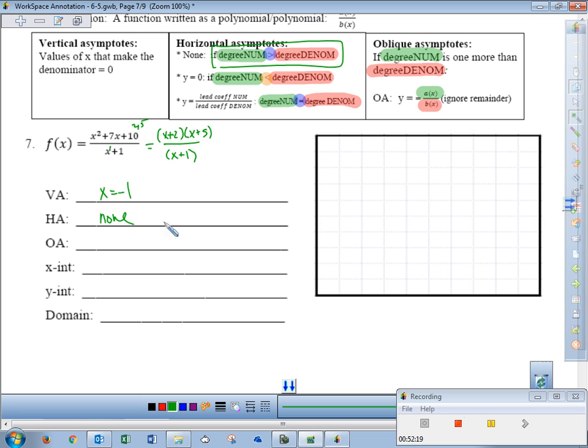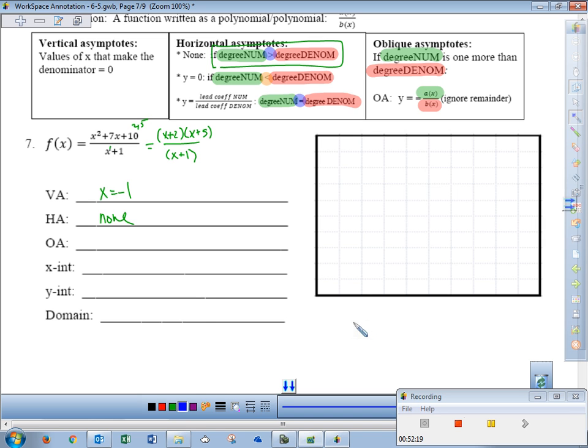Everybody down with that? The degree of the numerator was 2. The degree of the denominator was 1. Greater than? None. I know that might be hard for you to read from a distance. Is there an oblique asymptote? Is the degree of the numerator 1 more than the degree of the denominator? Yes. It's time for synthetic division.